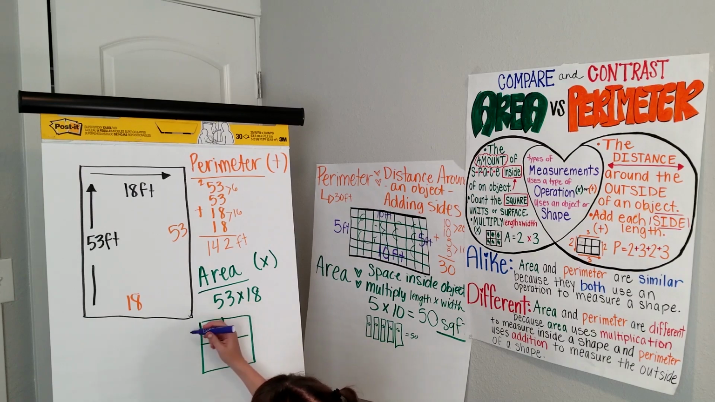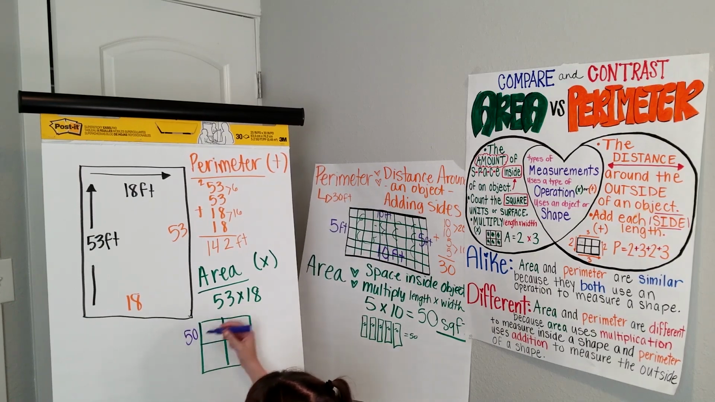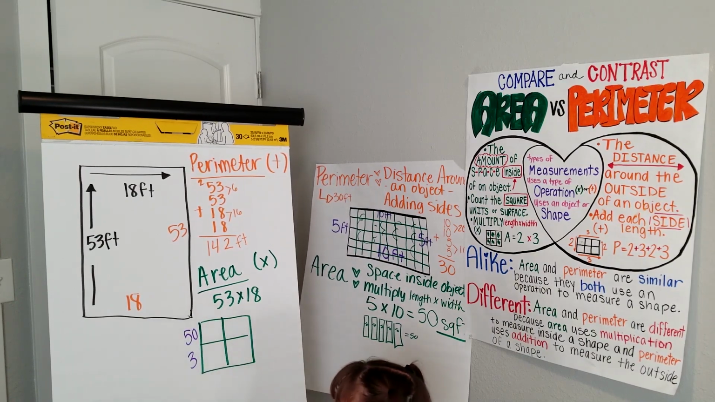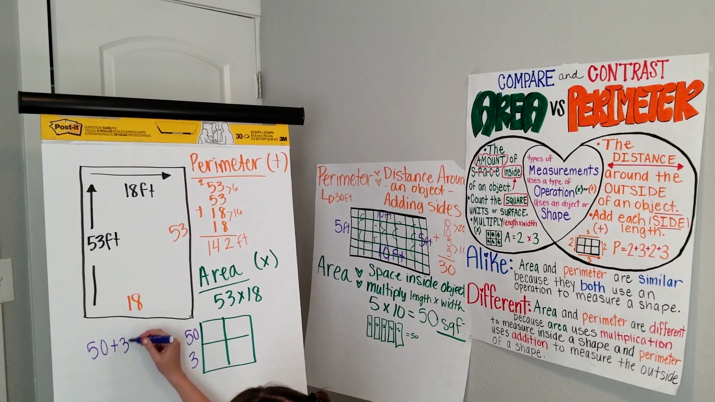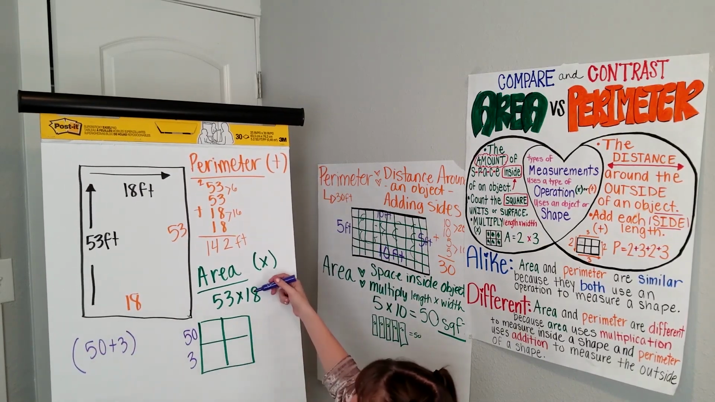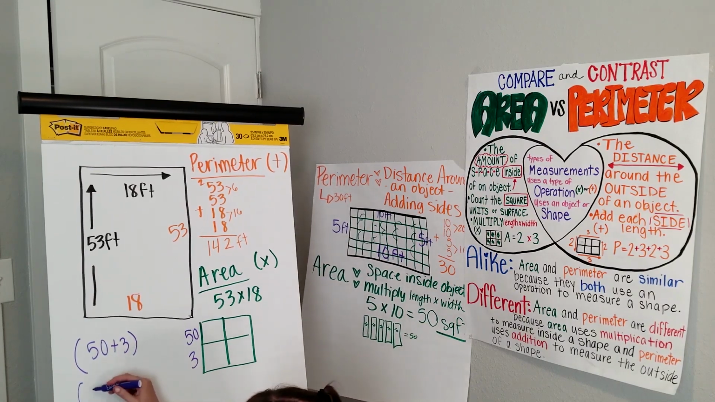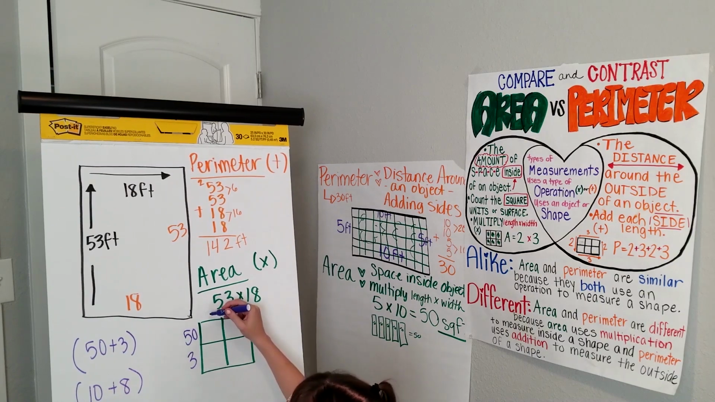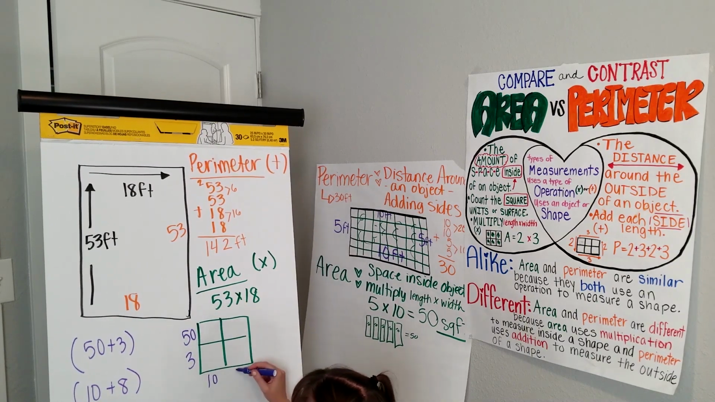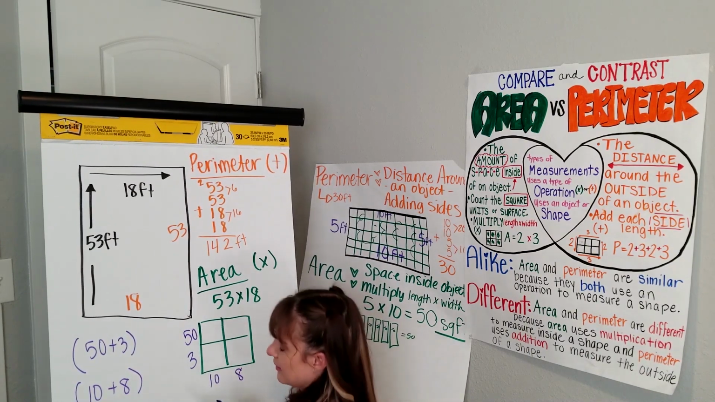So I would do 50 plus 3 is 53. And to solve for 18, I would do 10 plus 8. So I'm going to put a 10 and an 8.